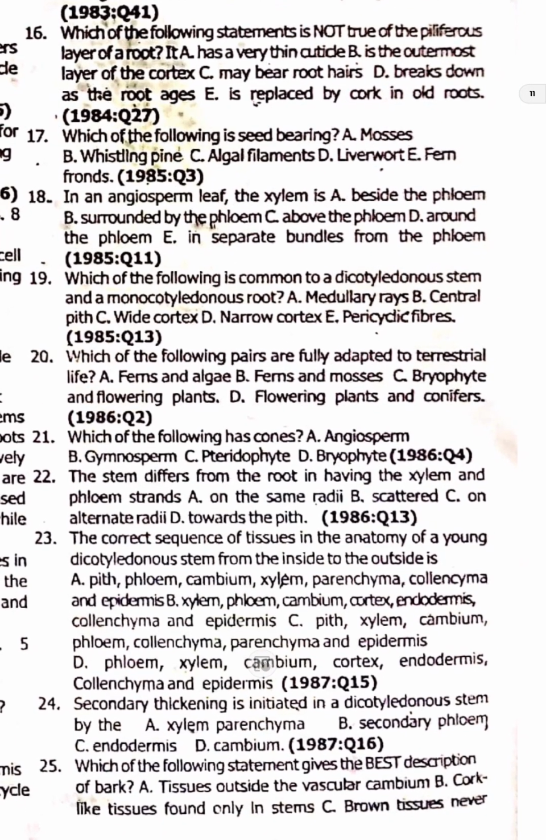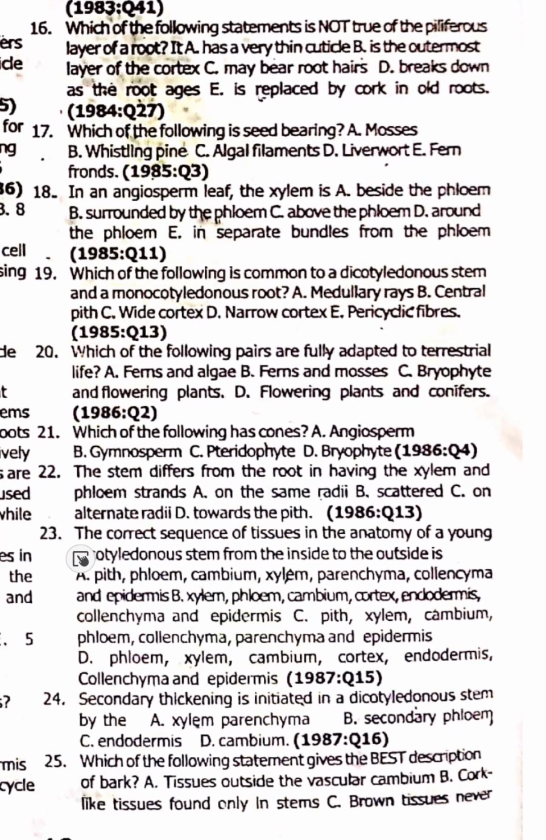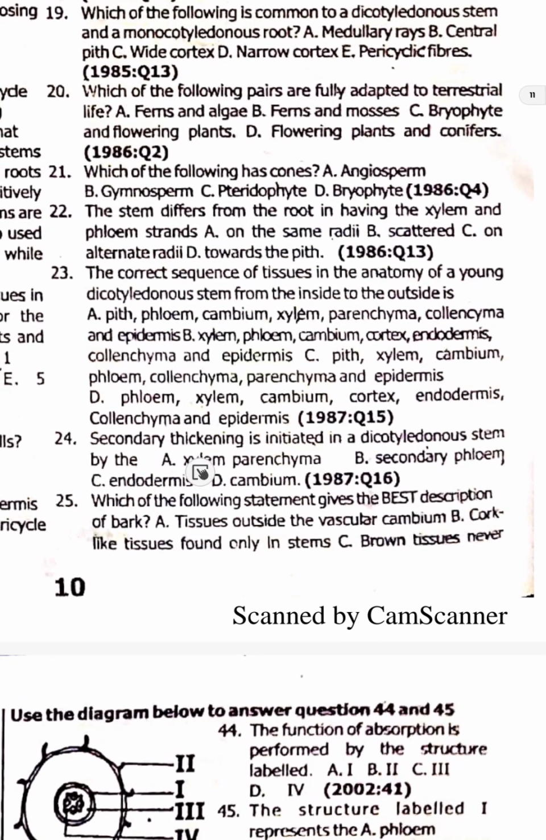23. The correct sequence of tissue in the anatomy of a young dicotyledonous stem from the inside to the outside is, let me check: phloem, pith, xylem, cambium, phloem, collenchyma, parenchyma, epidermis. Option C. 24. Secondary thickening is initiated in the cambium. Option D. We don't need to struggle our head for this one.